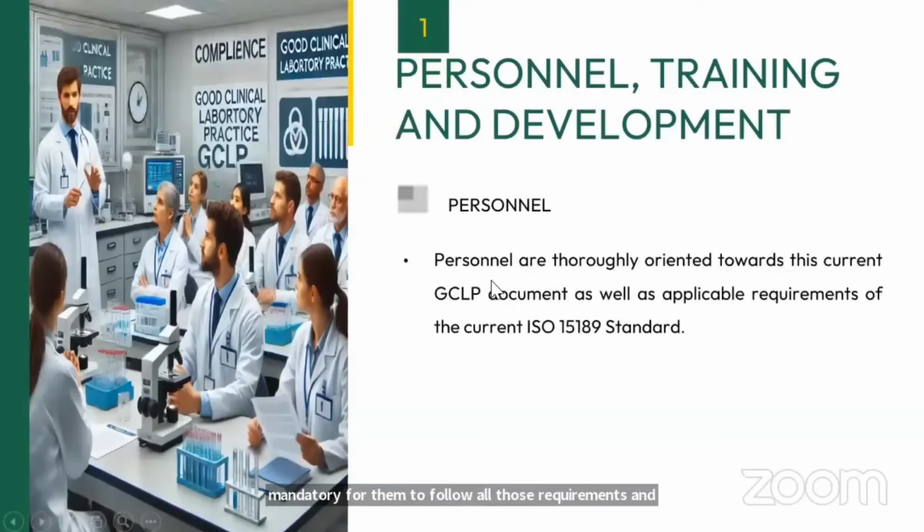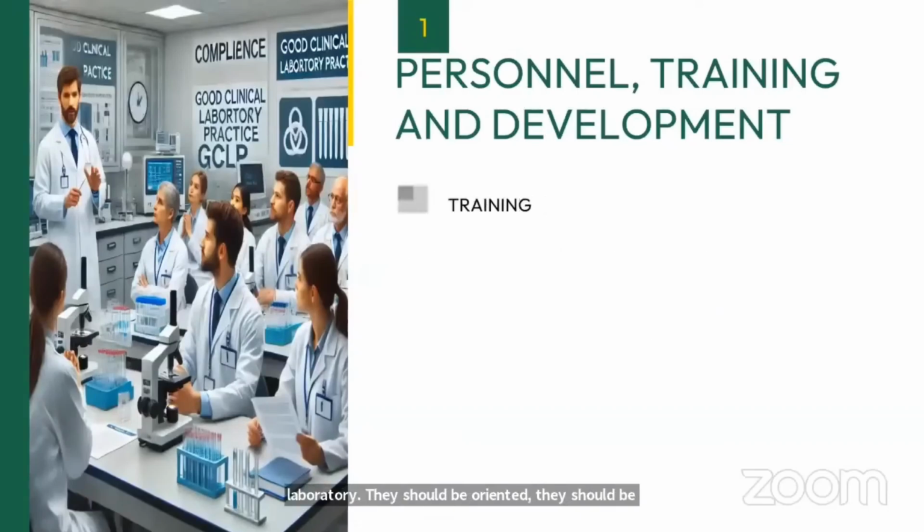Your work staff or laboratory personnel should be thoroughly oriented towards this current GCLP document as well as the applicable requirements of the current ISO 15189 standard. So it is mandatory for all your laboratory staff to get oriented, to get trained in this GCLP document. So you can see it is one of the requirements of this good clinical laboratory practices document that all the staff, all the personnel working in the laboratory, should be oriented, should be aware, and should undergo the training as per this GCLP document.